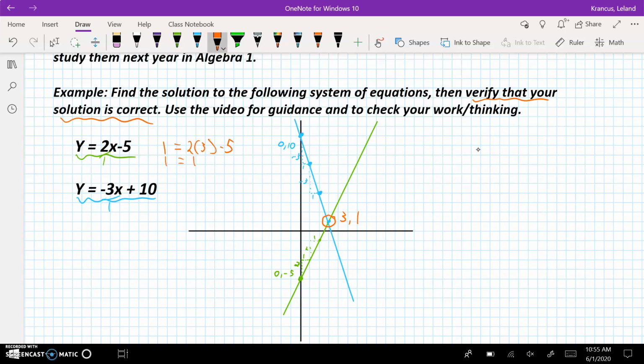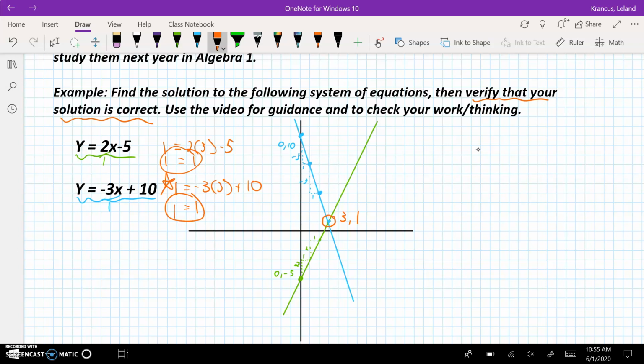But I'm also going to make sure that I've done this correctly by putting that xy solution into my other. So y is 1, I have -3 times 3 plus 10. So -3 times 3 is -9, and -9 plus 10 is 1. So what this means is that I found the correct solution to the system of equations.